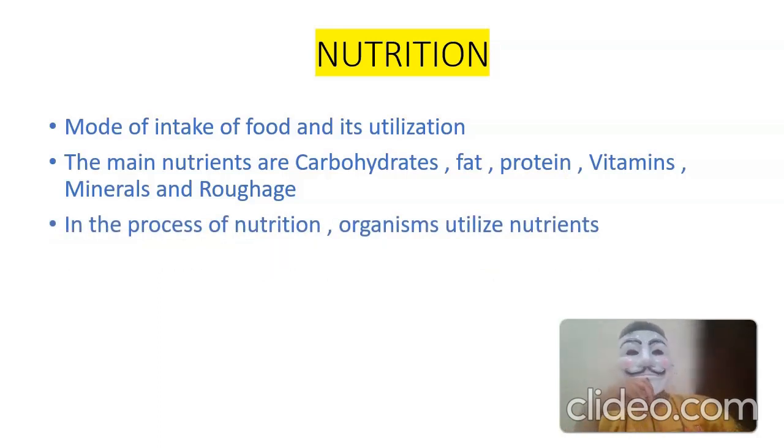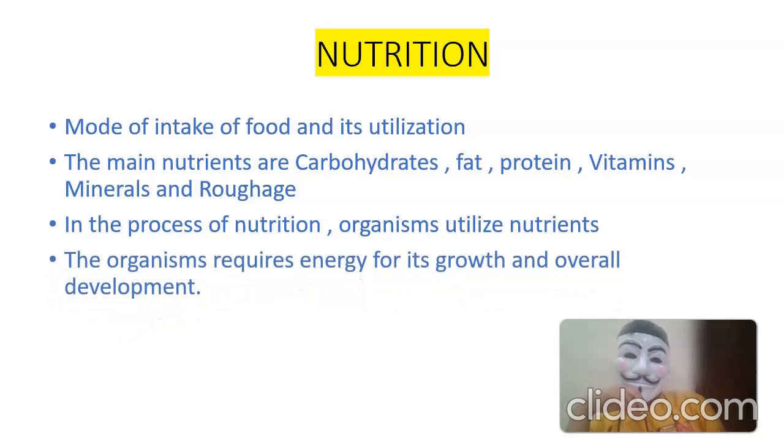organisms utilize their nutrients. Okay, and now see, the organism also requires energy for its growth and overall development. So for that growth and overall development, it will need nutrition. That nutrition will come from this only: carbohydrates, fat, proteins, vitamins, minerals, and roughage. Okay, let's go ahead. There are two types of nutrition.